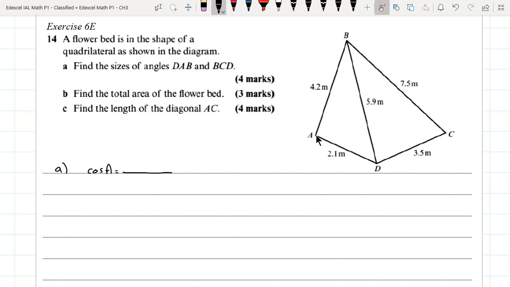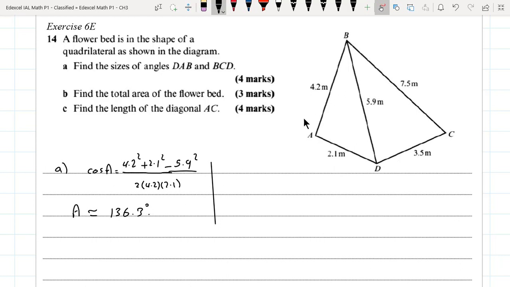In triangle ABD, to get cosine A, we'll apply cosine law with angle version. We can say that cosine A is equal to the sum of squares of its two legs, 4.2 squared plus 2.1 squared minus the opposite side squared 5.9 squared divided by 2 times 4.2 times 2.1. A is approximately equal to 136.3 for one decimal place, okay?